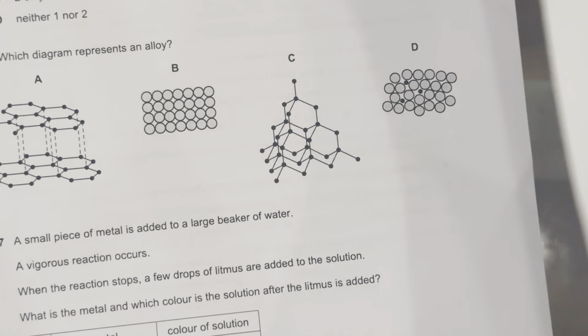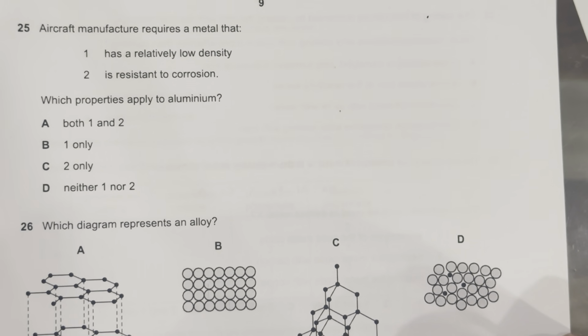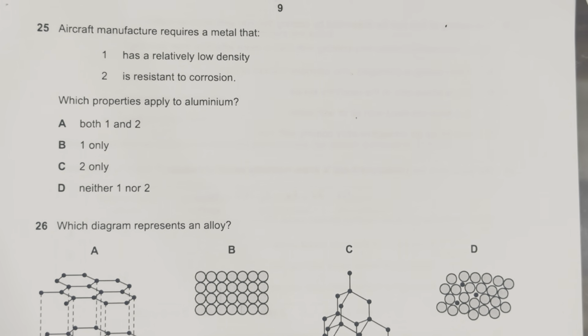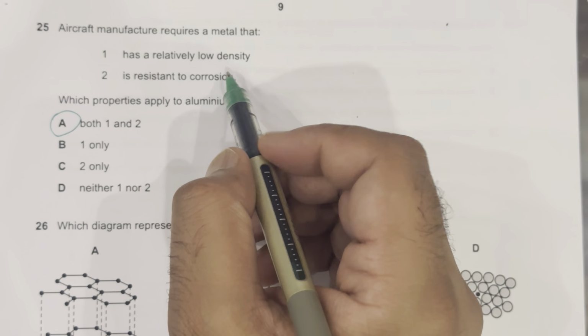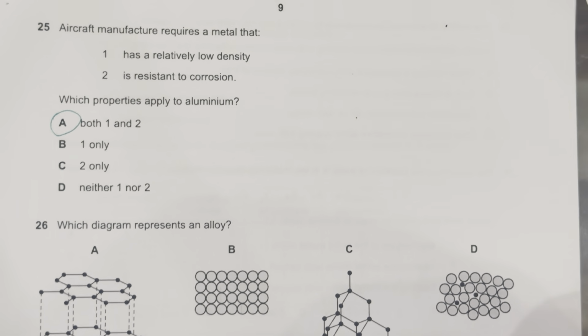Now we'll move to question number 25. Aircraft manufacture requires a metal that has, number 1, a relatively low density, and number 2, resistance to corrosion. Which properties apply to aluminium? We know that aluminium has both of these properties, 1 and 2. It has low density, that's why it is used in aircraft, and it is resistant to corrosion, that's why it is used in aircraft.